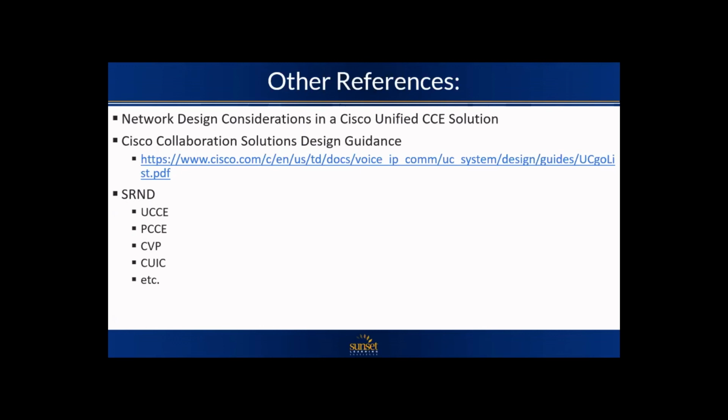And then the other one: I remember that there were a couple of topics I couldn't find a reference to, and I actually found it in the SRND for CUIC. I think there was a topic discussing bandwidth usage in a CUIC deployment. So I just generically put in that you might want to glance through the SRND for the separate product sets, whether it's the Unified or the Packaged deployment, CVP, and CUIC.